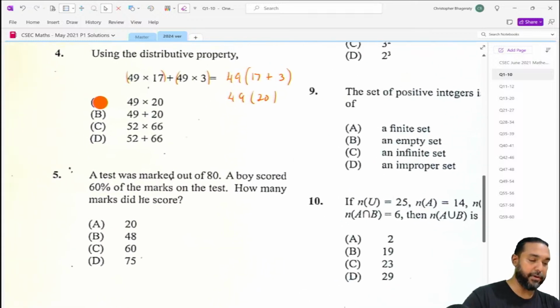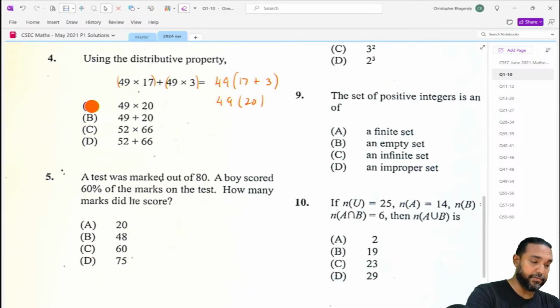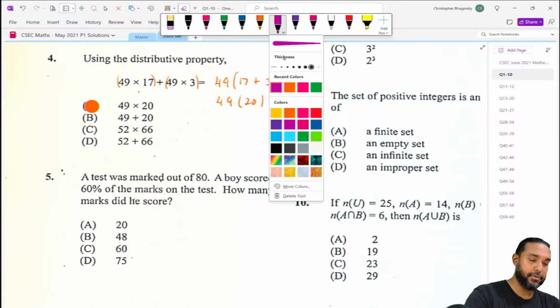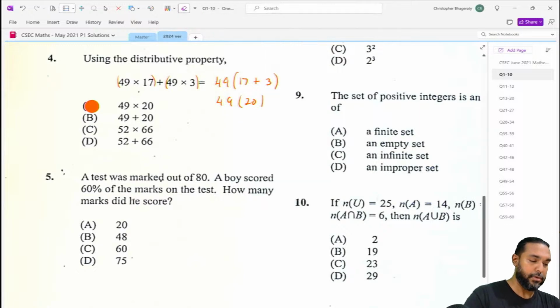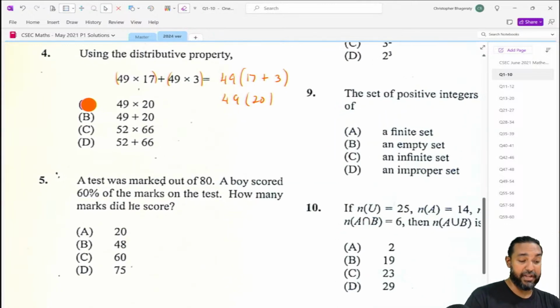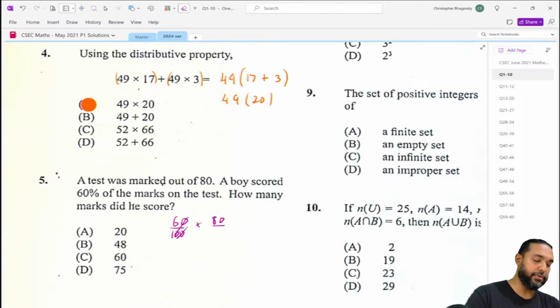Oh, number 5 down here. All right, number 5. A test was marked out of 80. A boy scored 60% of the marks on the test. How many marks did he score? All we have to do is find 60% of 80. Correct. Knock off 2 zeros, knock off 2 zeros. 6 by 8 is 48. Very good.